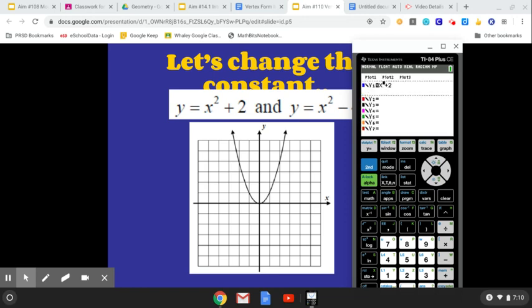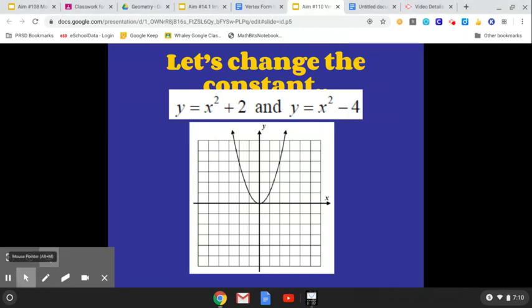And let's see what a minus 4 does. I bet you can already predict. It's not really a cliffhanger when you already know the answer. Down 4. Yep, you got it. So it appears like if I have something in the parentheses, it moves it left or right. If I have something on the outside, it appears to move it up or down.